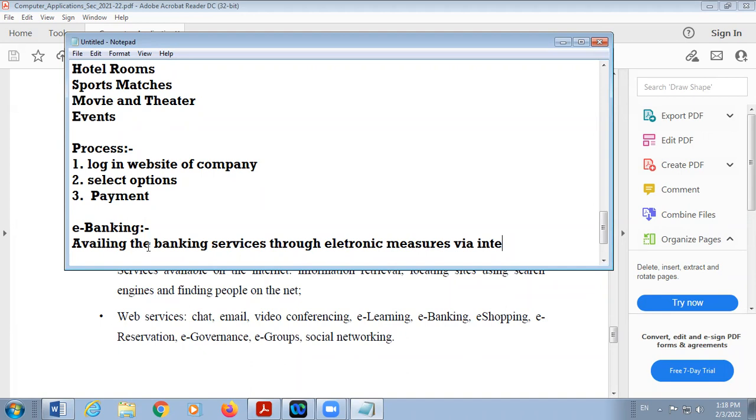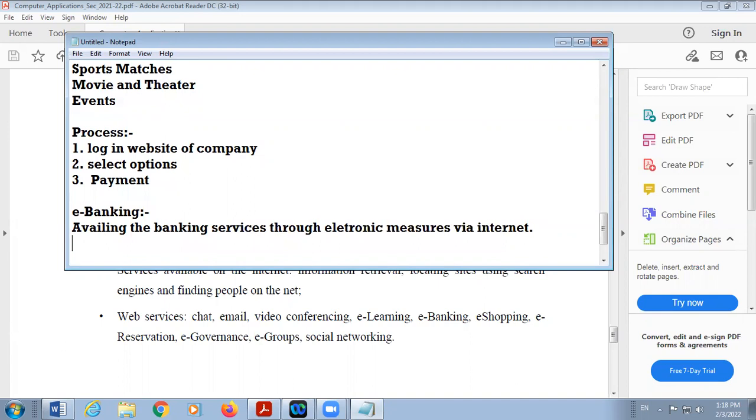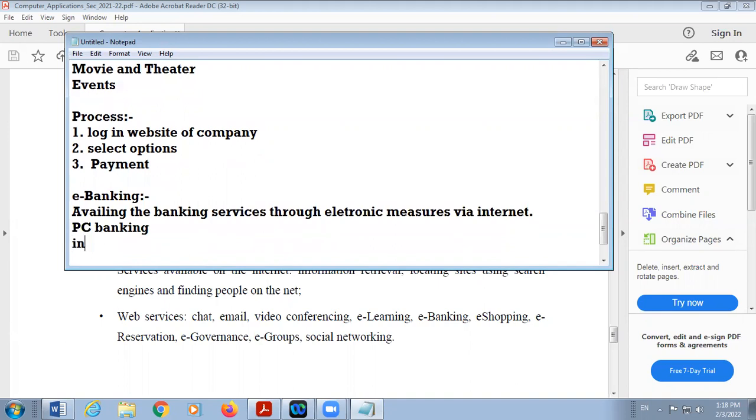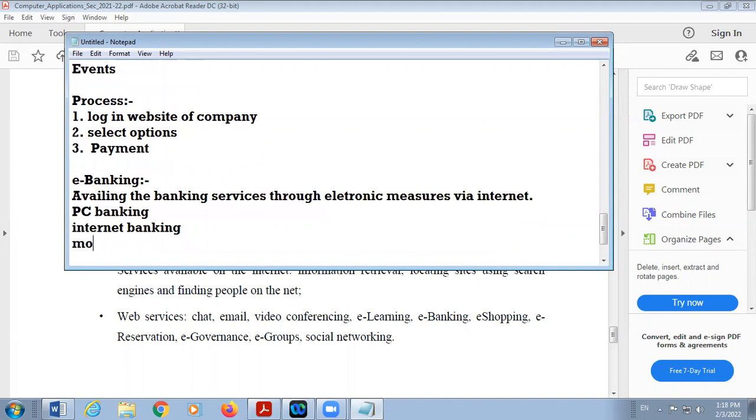And remember one thing, e-banking is of different types. It may be PC banking, internet banking, mobile banking. Here internet banking is also called online banking. Clear? So these are the three different types of e-banking: PC banking, internet banking, and mobile banking.